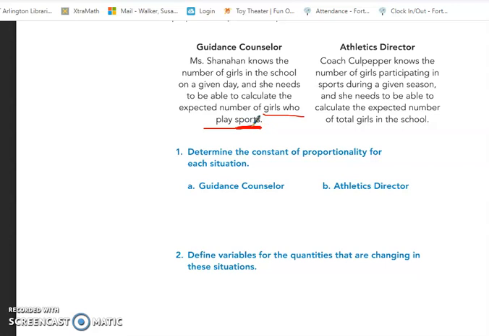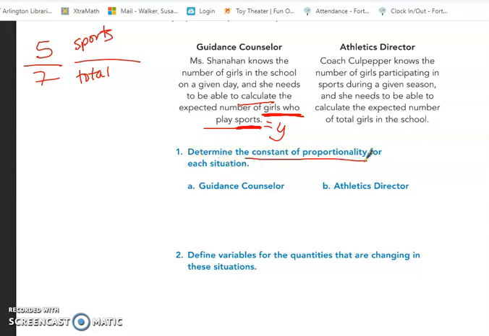So for each one of these, I'm going to change up my variables. So what I'm going to do this time is, since we're calculating this, I'm going to say the girls who play sports, that's going to be Y. That's what we're calculating. We want to calculate the expected number of girls who play sports. So remember, there were 5 girls who play sports over 7 total girls. I think that may be a little easier. Okay?